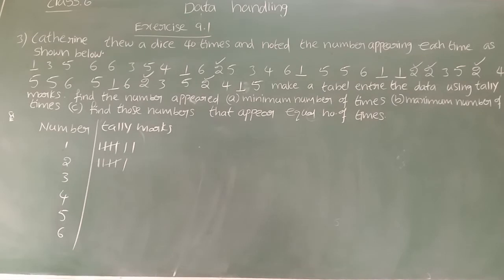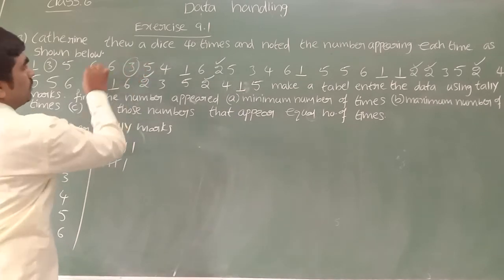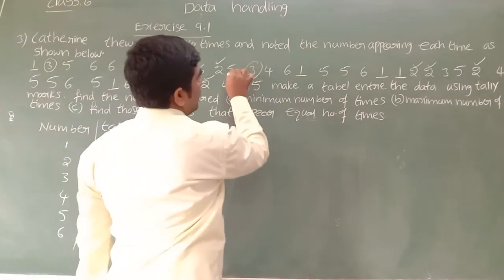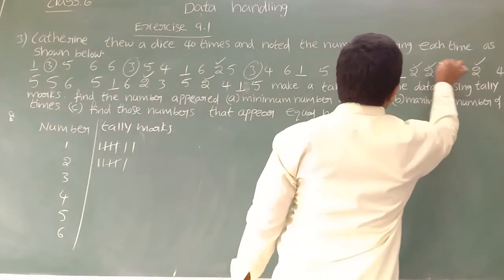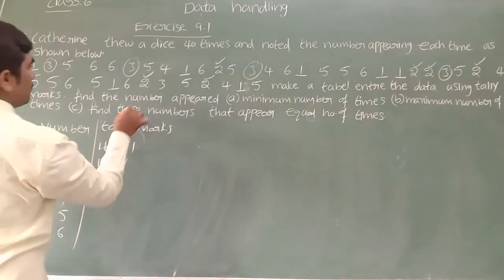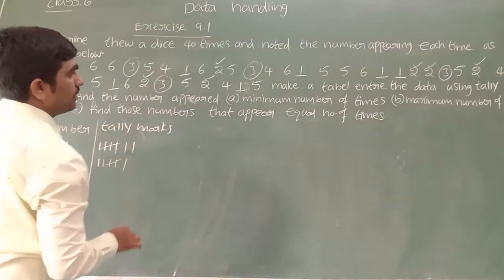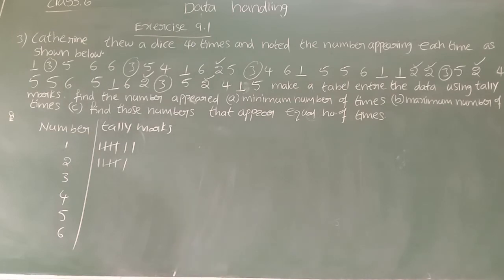Next you can see here 3. Next number is 3. How many times can you see? 1, 2, 3, 4, 5. Yes. 3 is there 5 times.